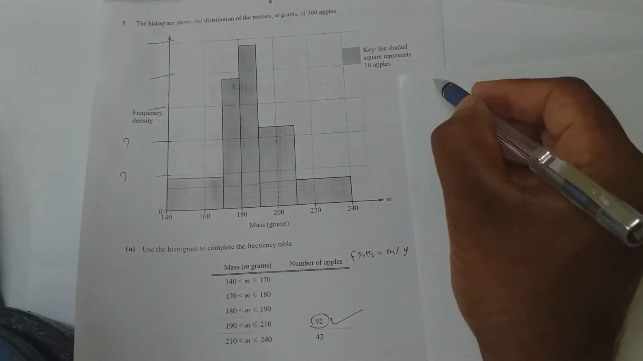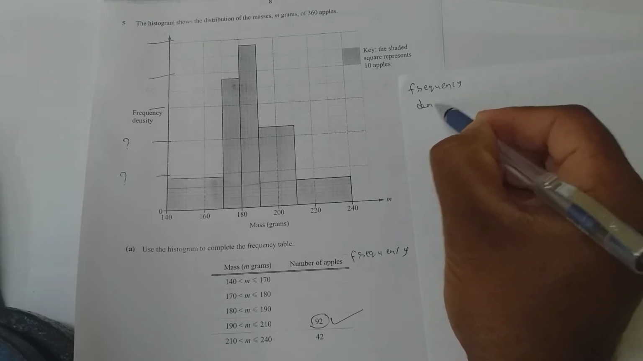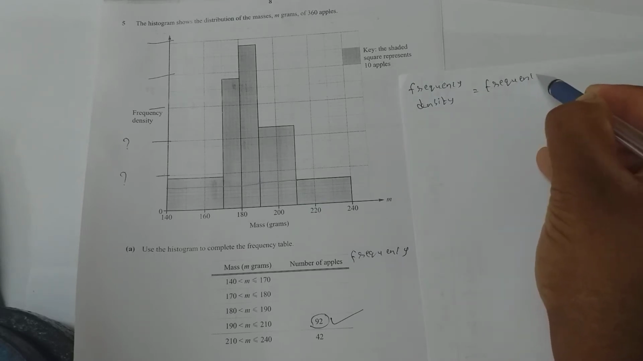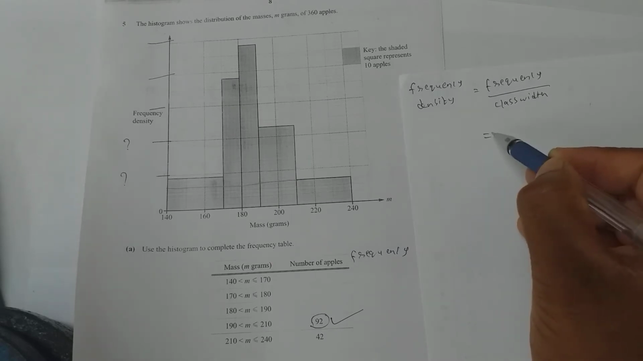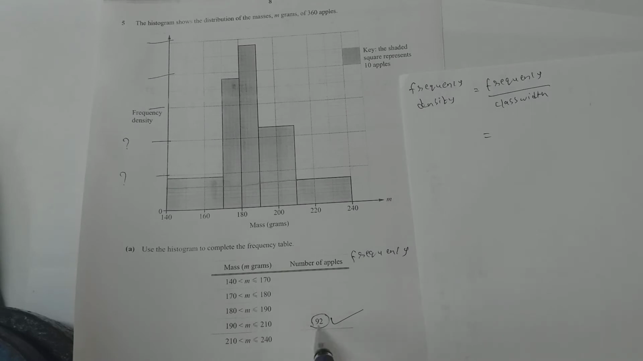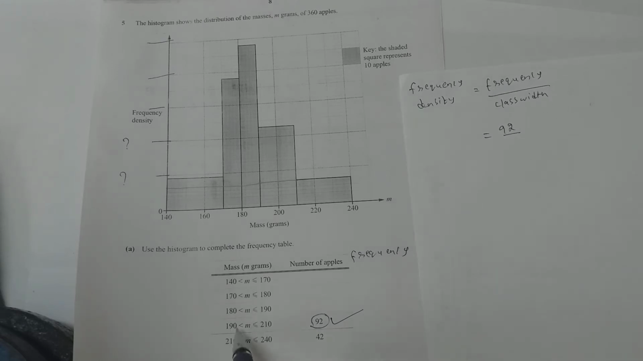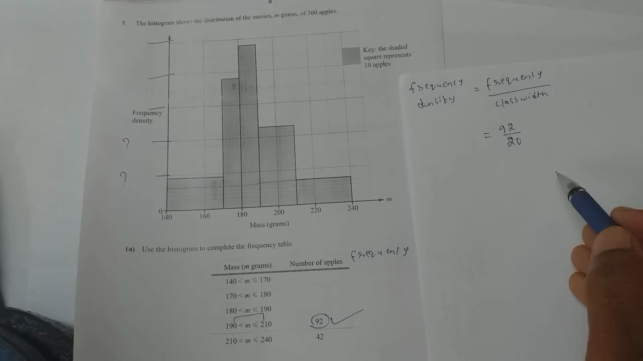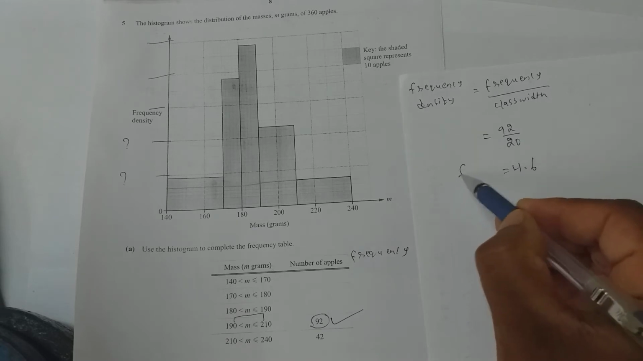So what is the frequency density formula? Frequency density formula equals frequency by class width. So between 190 to 210, how much is the frequency given? 92. And how much is the class width? Class width is nothing but this gap. So 210 minus 190 is 20. So you need to place it here. So how much will I get? I get 4.6. So frequency density is 4.6.